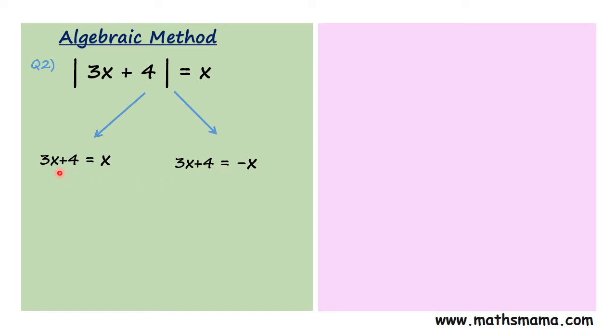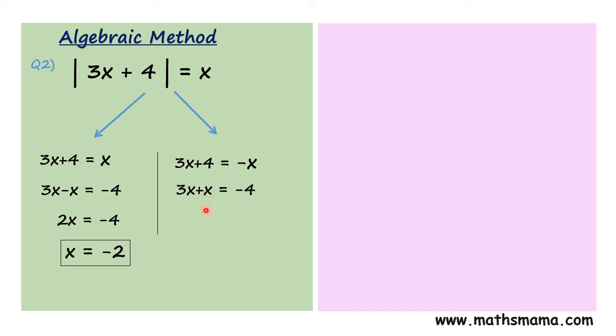Here we get 3x minus x is equal to negative 4. 3x minus x gives 2x is equal to negative 4, and we get x is equal to negative 2. In the second equation we get 3x plus x is equal to negative 4. 4x is equal to negative 4, therefore x is equal to negative 1. So these are the two answers, but before coming to any conclusions, you have to check the validity of your answers.